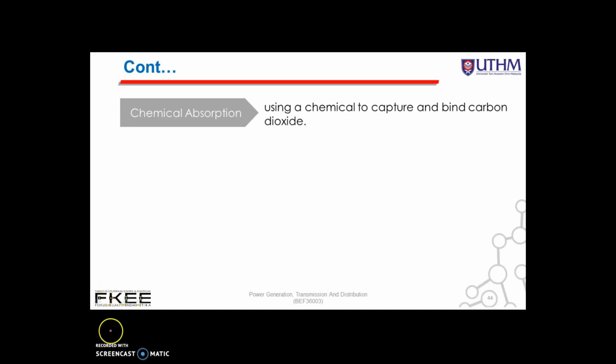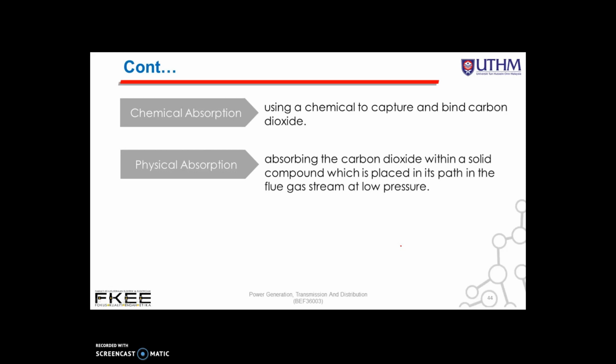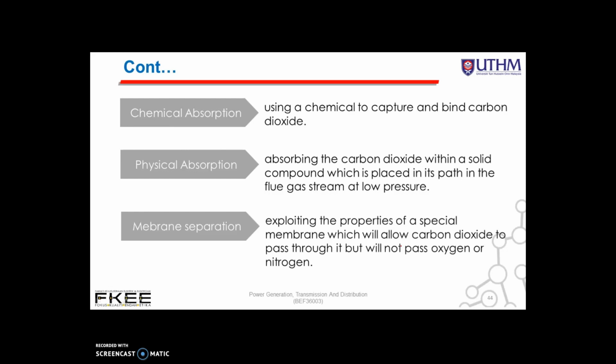The first one is chemical absorption. This method uses a chemical such as monoethanolamine (MEA) or potassium carbonate to capture and bind the carbon dioxide. The second one is physical absorption: absorbing the carbon dioxide within a solid compound which is placed in its path in the flue gas stream at low pressure. And finally, membrane separation, exploiting the properties of a special membrane which will allow carbon dioxide to pass through it but will not pass the oxygen or the nitrogen.